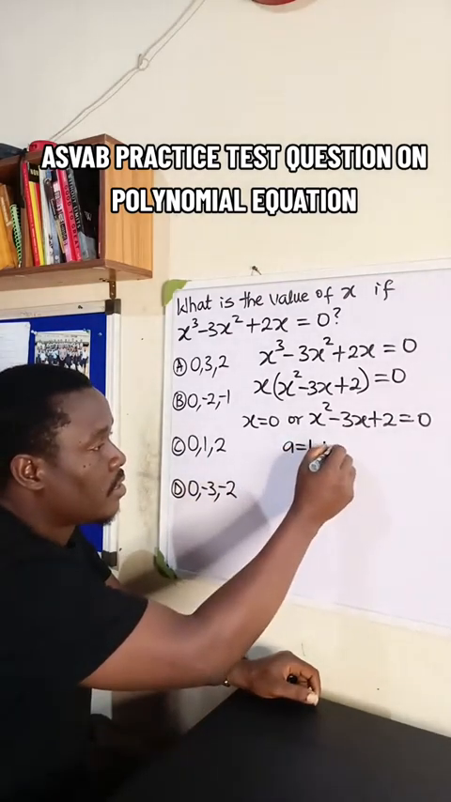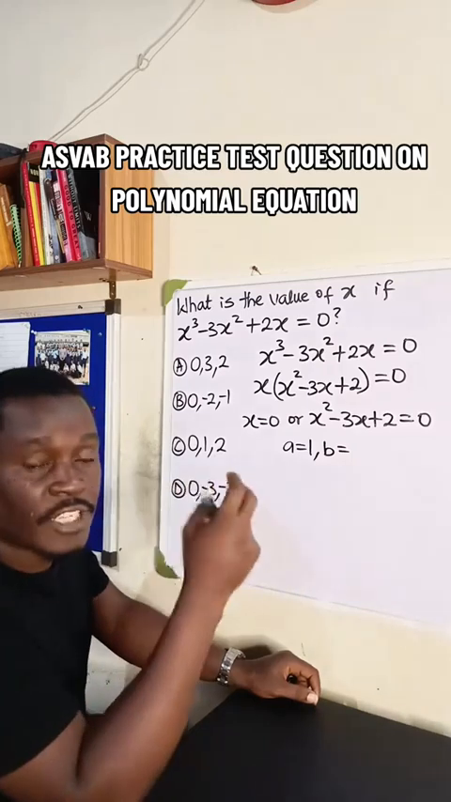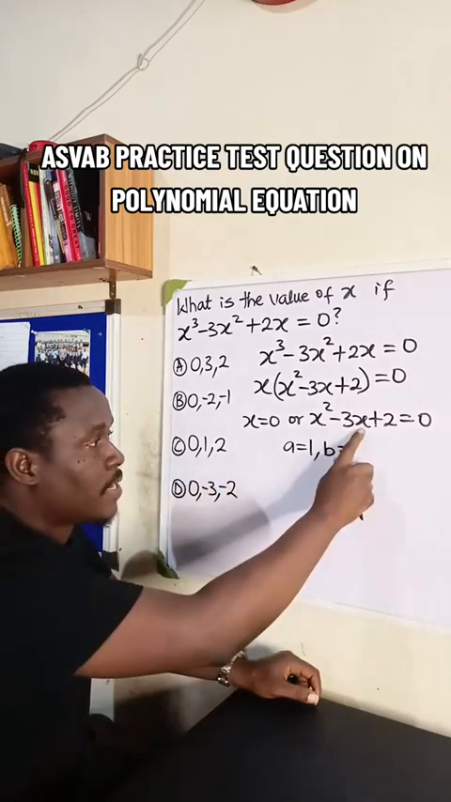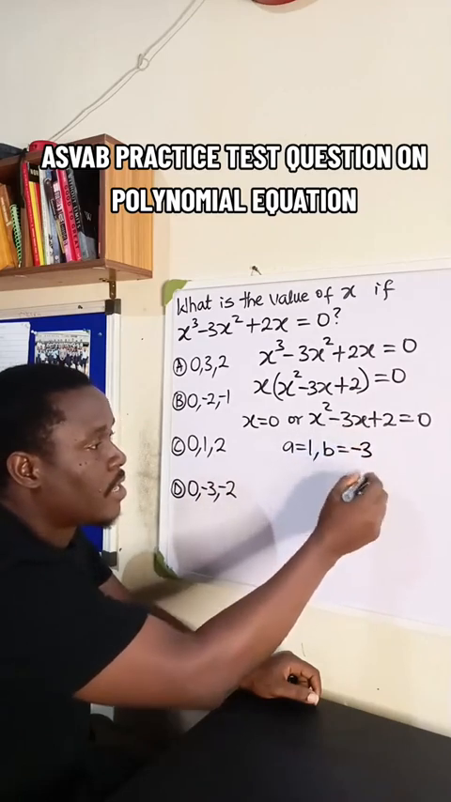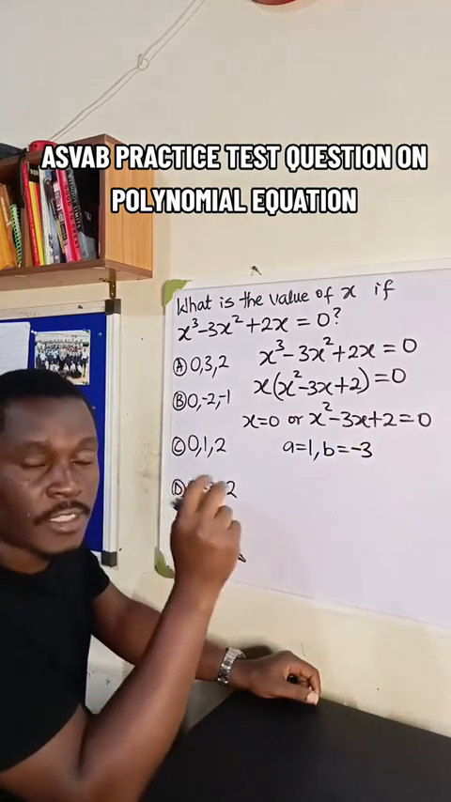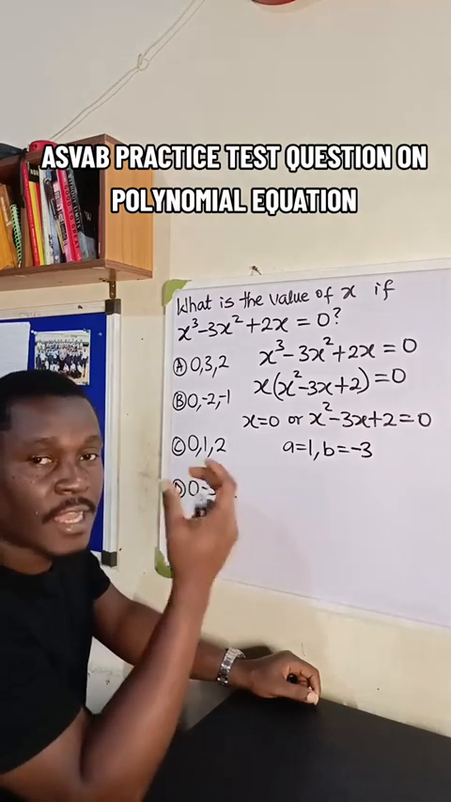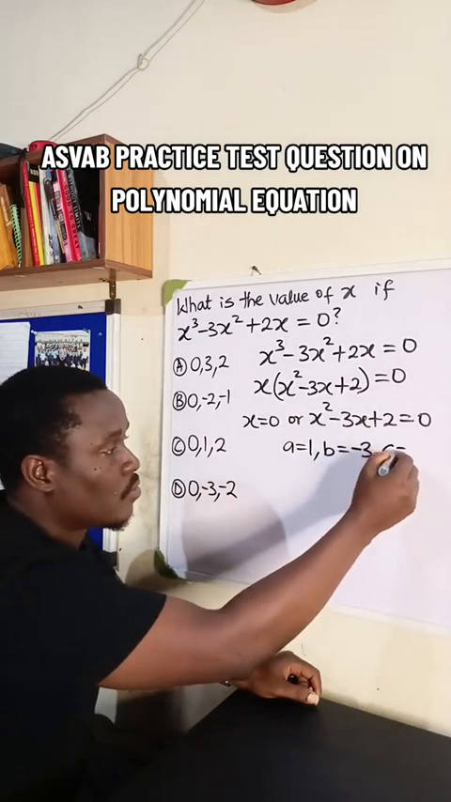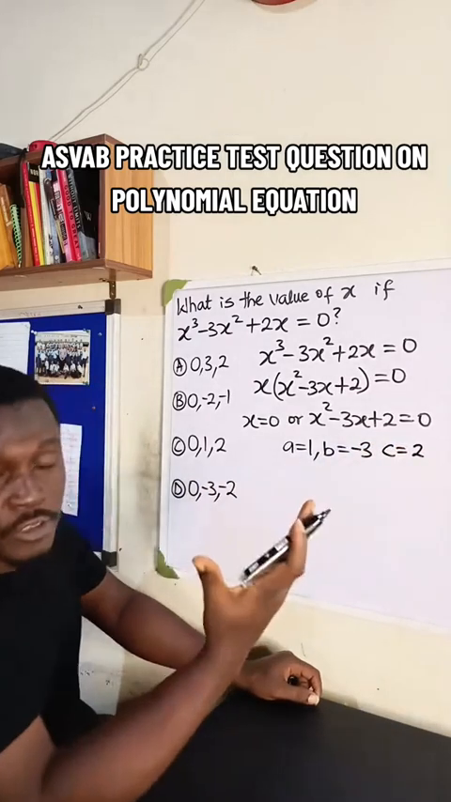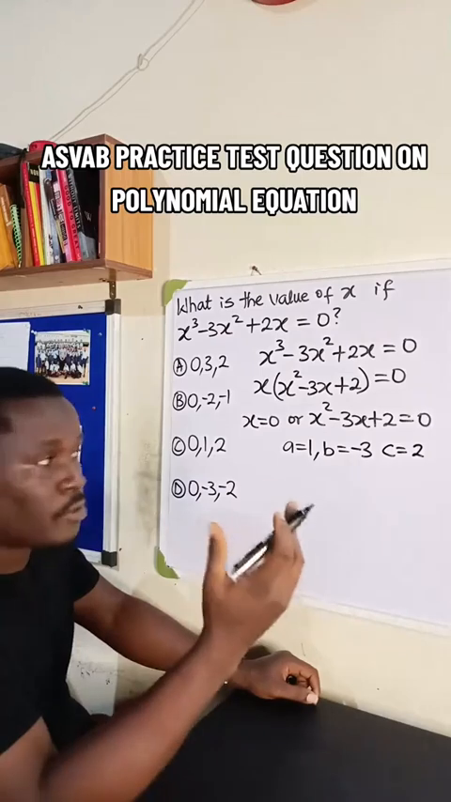B is the coefficient of x. So here we have x. The coefficient of x is minus 3. So b is equal to minus 3. And c is the constant, the number that does not have x attached to it. So this number is equal to c. So c is equal to 2 or plus 2. You can either say it's 2 or plus 2.